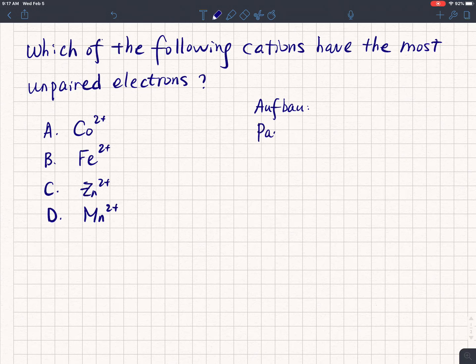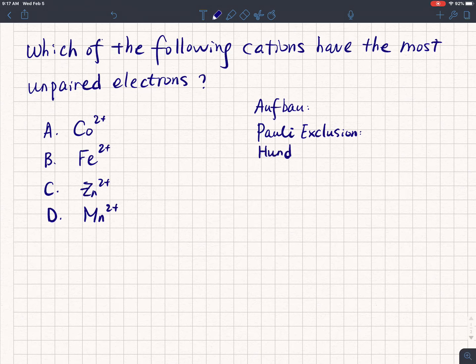The second rule is called the Pauli exclusion rule. The Pauli exclusion rule tells you no two electrons can have the same 4 quantum numbers in an atom. In other words, in one orbital you can only fit in 2 electrons, and the 2 electrons have to be opposite spin. And the last rule is called the Hund rule.